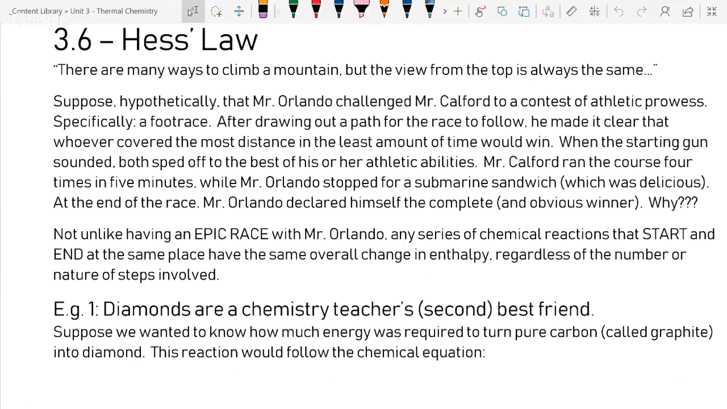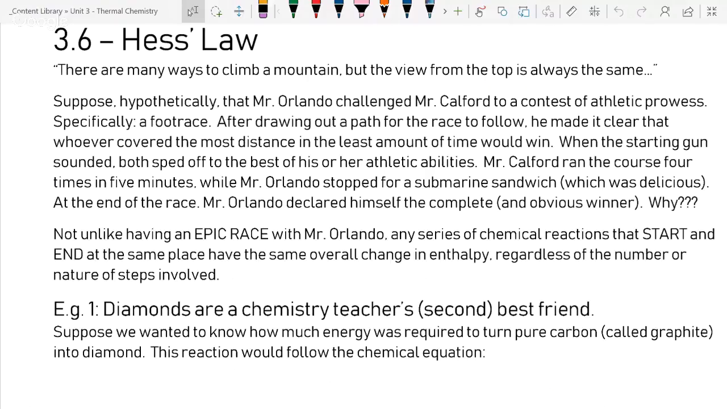Clearly, I won. Why did I win? Yeah, because I got to the end first. He did all this running, and I took a step back, ate my sub, happy camper, right? In other words, if the race hadn't been set up with the condition that you had to run all the way around, if all that matters is where you end up, I won the race, right?